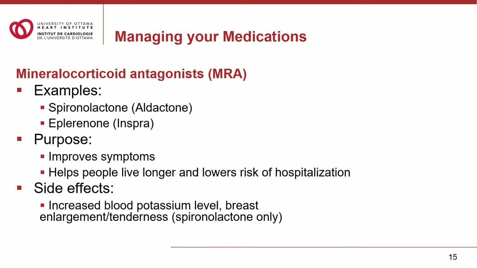This medication can cause an increase in your potassium level. And one of the things that spironolactone can actually cause is breast enlargement or tenderness. So we often do prescribe spironolactone first. And if a patient does experience this adverse effect of breast enlargement or tenderness, they might get changed over to the eplerenone.